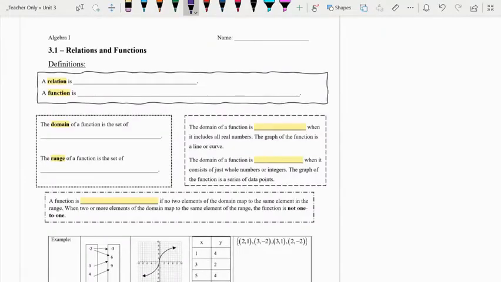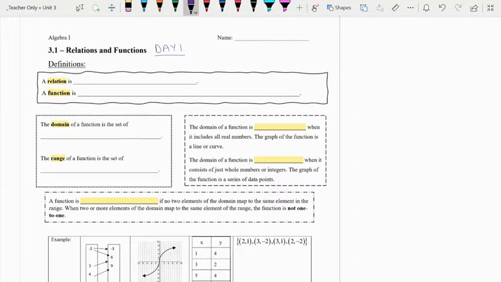For 3.1, and this is actually day one, we should say, we are going to focus on vocabulary. The vocabulary in this section is very crucial as you move forward. It's definitely something that gets used constantly in Algebra 2, and you'll see it periodically throughout Algebra 1. So the first two things that I want to talk about are relations and functions.